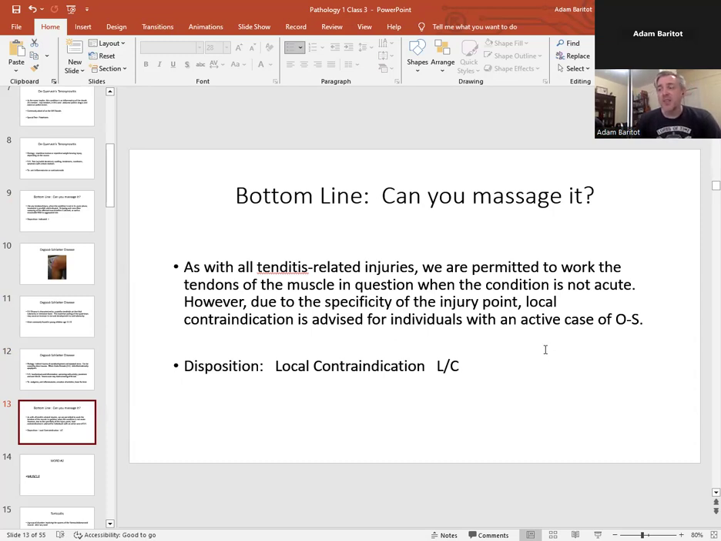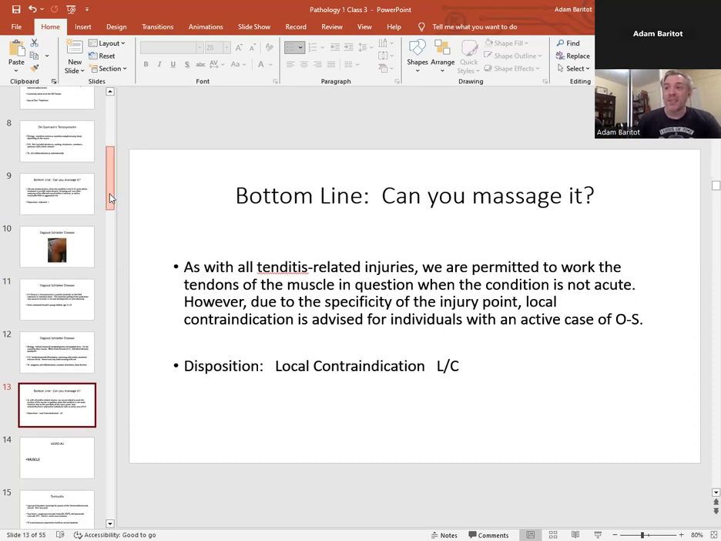This is indicated as a local contraindication, LC, due to the fact that the bone may be tearing away from the structure. Severe cases of this may actually tear the tibial tuberosity off of the shin bone. Unpleasant. So we do need to keep that in mind when seeking treatment.